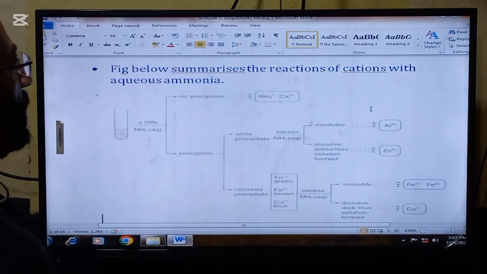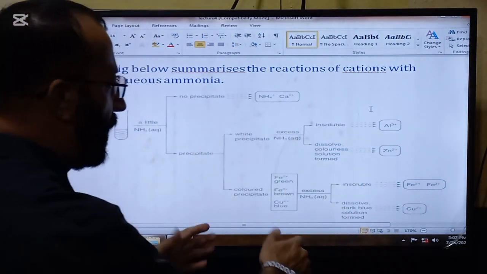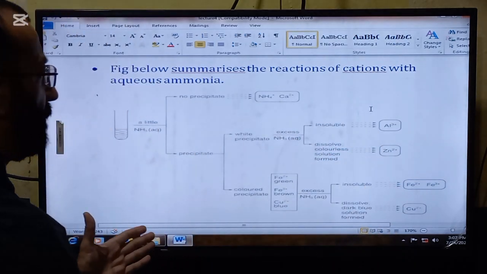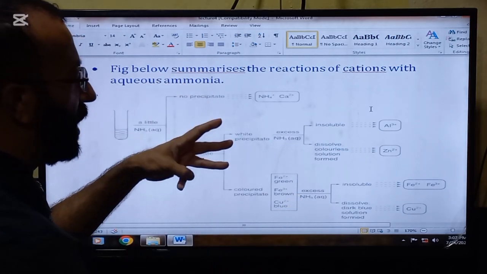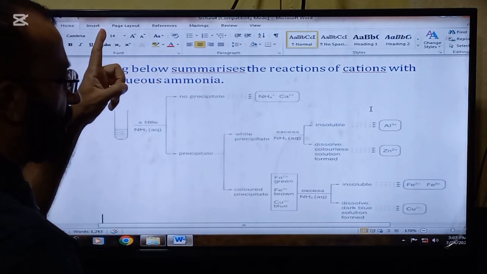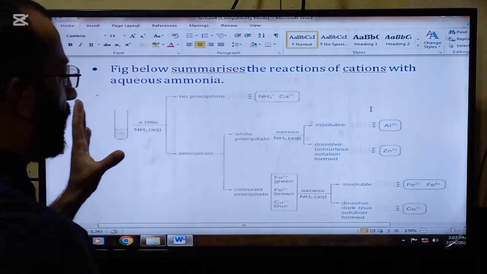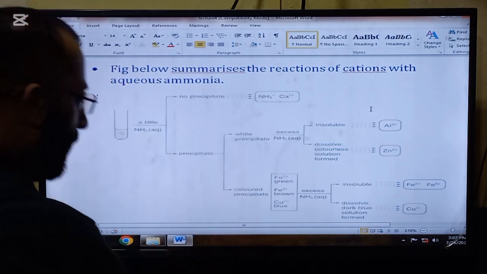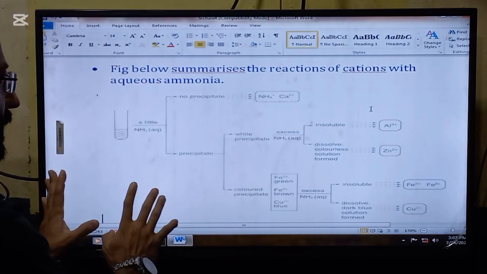The figure below summarizes the reaction of the cations with aqueous ammonia. So this is another figure whose explanation will be given further. This is the third figure which you have to learn. The first figure had NaOH as the starting point, then KI was the starting point, and now NH3 is the starting point.